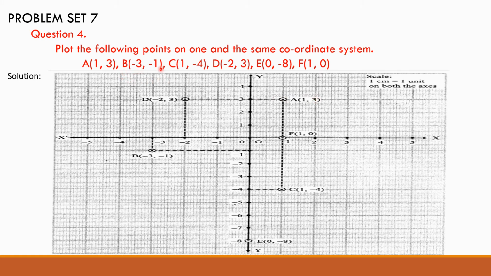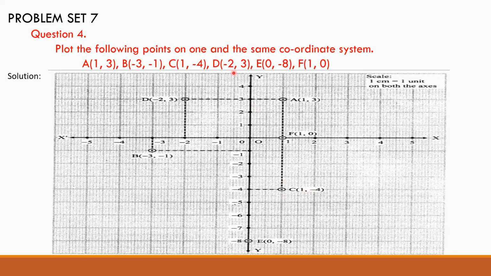Second one, B(-3, -1). Here the x and y coordinates are negative, therefore the point lies in the third quadrant. The x coordinate is -3 and the y coordinate is -1. This is the point B(-3, -1). And the third point, C(1, -4). The x coordinate is positive and the y coordinate is negative, so the point lies in the fourth quadrant. The x coordinate is 1 and y is -4. This is the point C(1, -4).